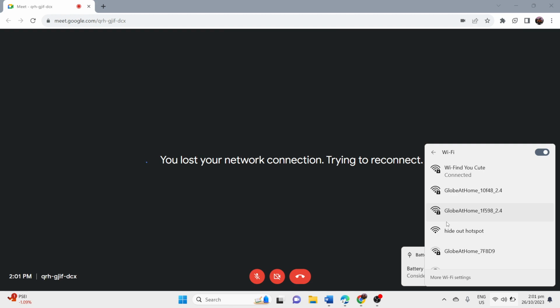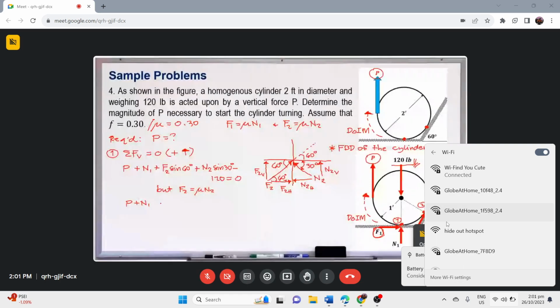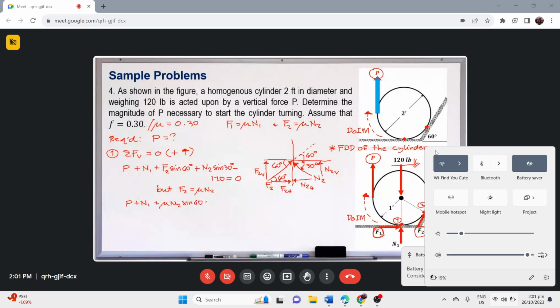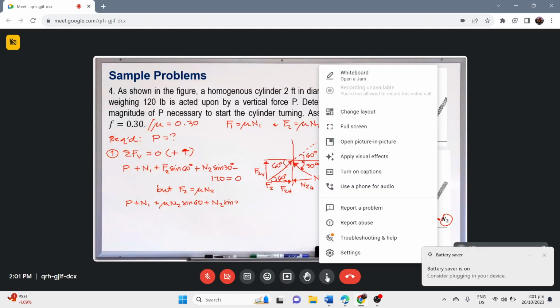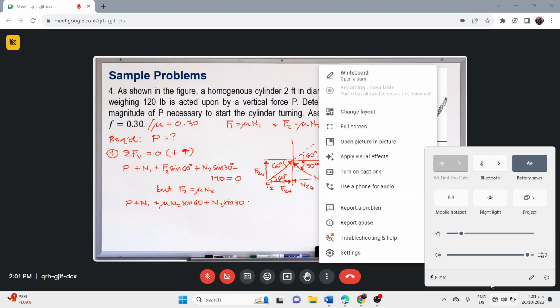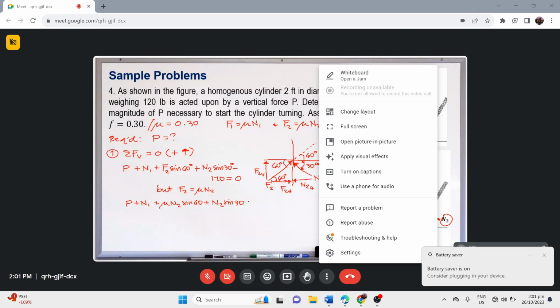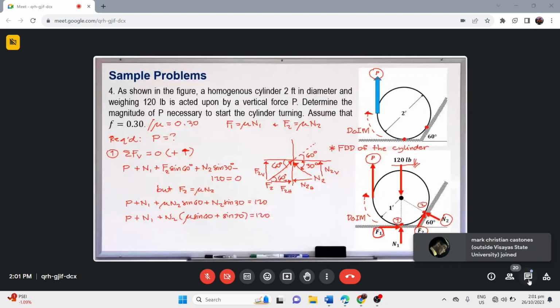So, the equation above will become P plus N1, then plus mu N2 sine 60, plus N2 sine 30, sine 60 plus sine 30 is equal to 120.